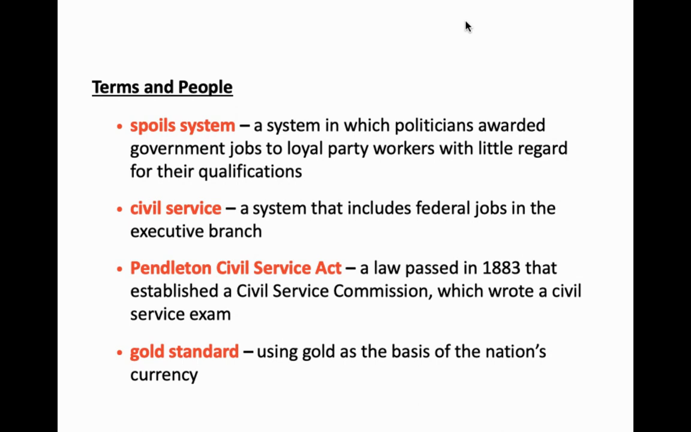And both of those assassins, the assassin of Garfield and the assassin of McKinley, are both doing that because they worked to get the president elected and they had the expectation that they would have a job. Our next important part is civil service, is a system that includes federal jobs and the executive branch.